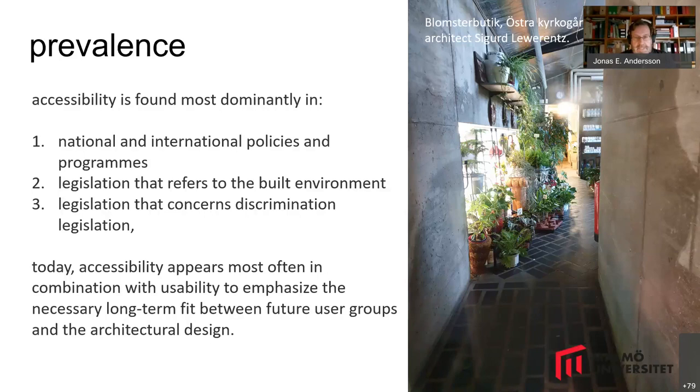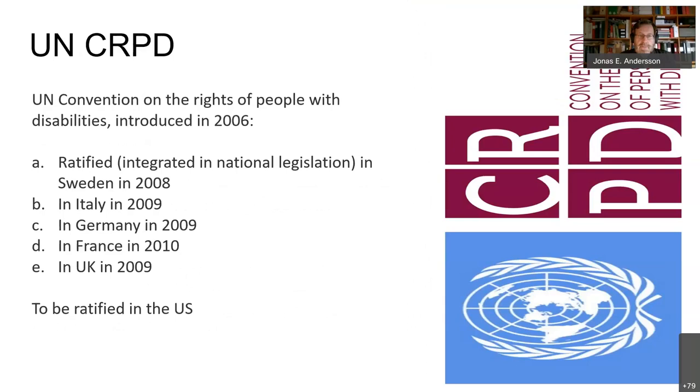And you will probably also find accessibility in combination with the word usability, because accessibility and usability are the key words to designate the group of people with disabilities. And this can also be connected with the fact that we have a United Nations Convention on the Rights of People with Disabilities that was introduced in 2006.